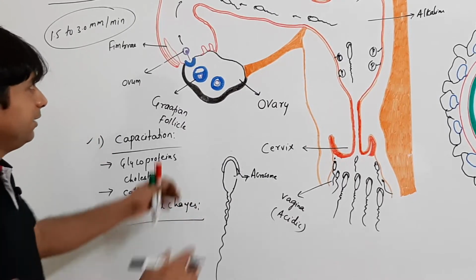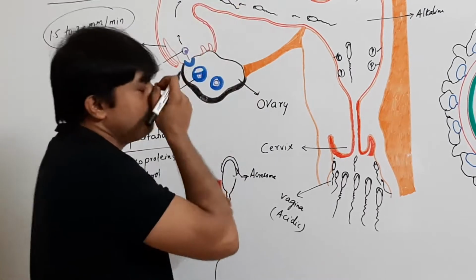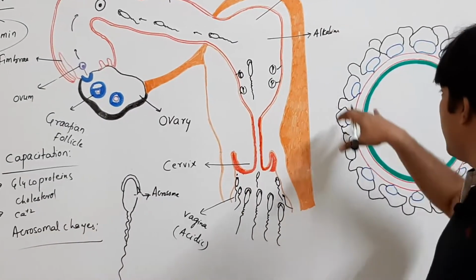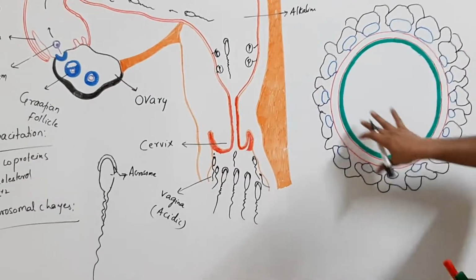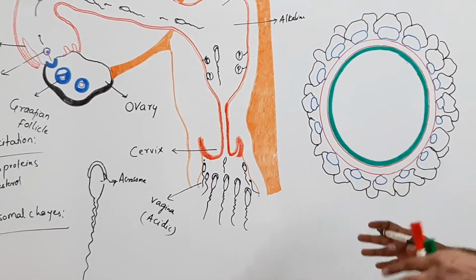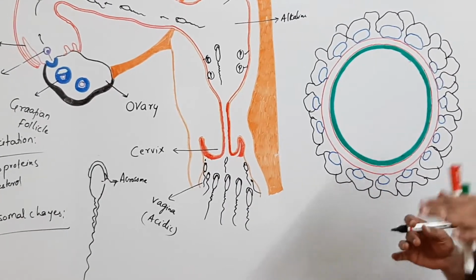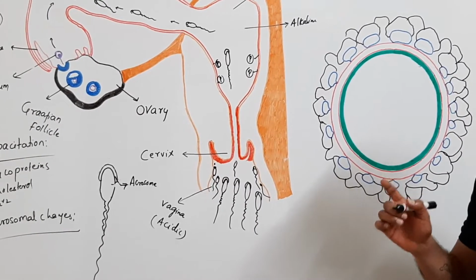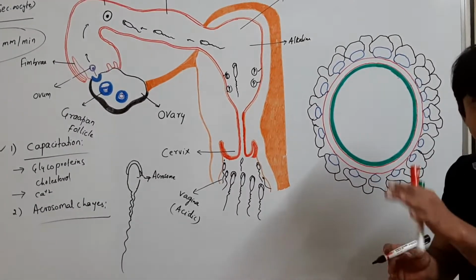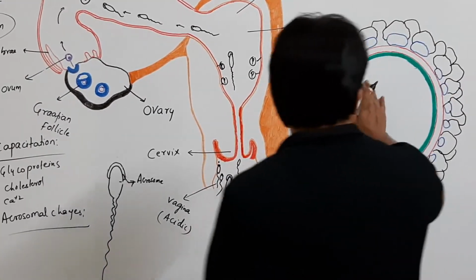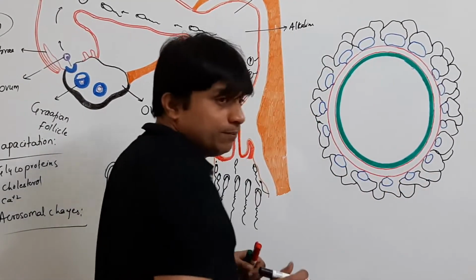Now the sperm comes near to the ovum. To make it very clear, I have drawn an enlarged diagram of the ovum. This is the ovum, a secondary oocyte. Remember, it has not completed the second maturation division; only the first maturation division is completed. This is the cytoplasm of the ovum.